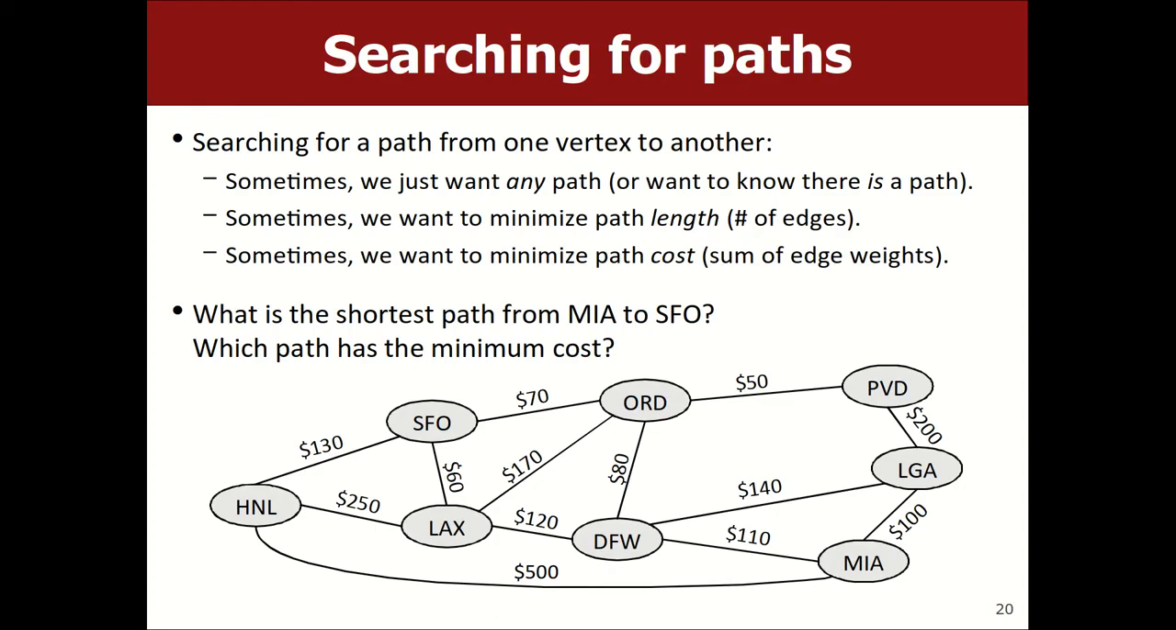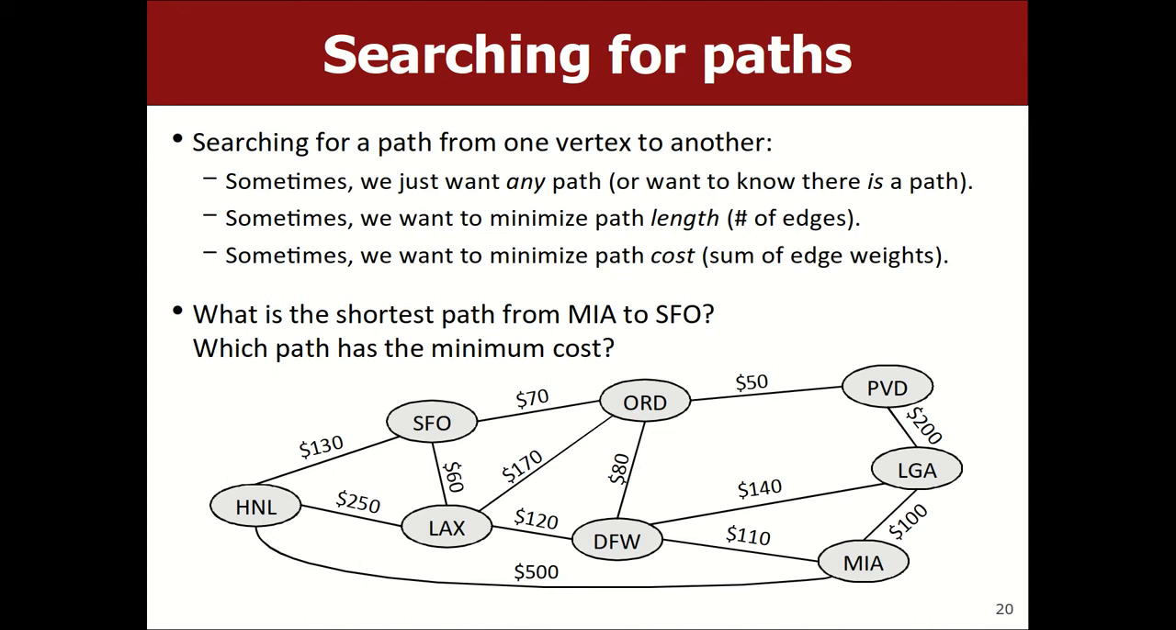Well, it depends what you're trying to do. Sometimes all you want to know is, can I get from place A to place B, vertex A to vertex B? Sometimes that's all you want. Are they reachable? Other times, you want the shortest possible path. What's the minimum number of hops?